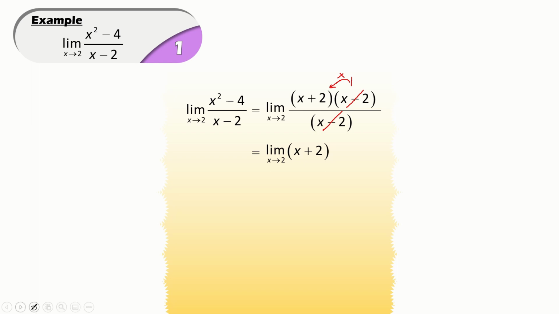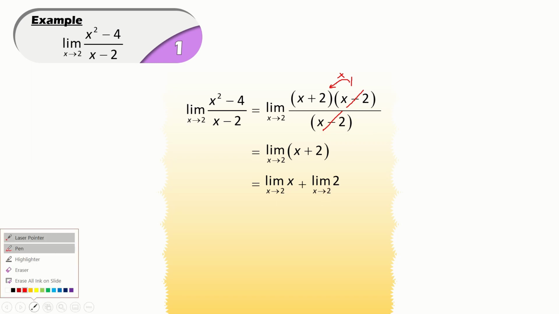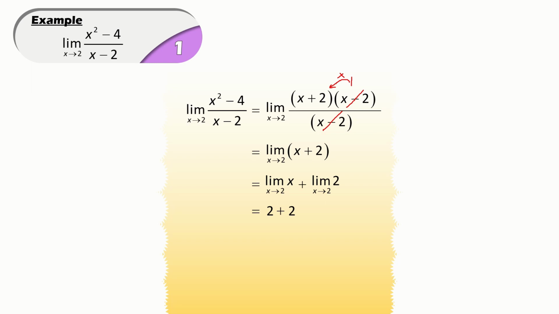By applying limit properties, we have the sum of the limit of x as x approaches 2 and the limit of 2 as x approaches 2. Using the sum and difference property, limit of x as x approaches 2 is 2 using identity property, and added it to the limit of 2 as x approaches 2 is 2 using constant property. Then get the sum, which is 4.